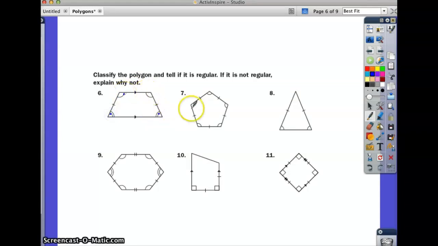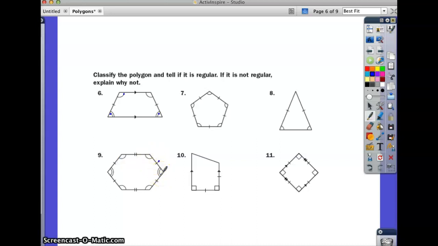So number 7 again is a pentagon. All the sides are congruent, all the angles are congruent, so that makes it a regular pentagon. Number 8, triangle. Obviously, it looks like an isosceles and not an equilateral, therefore it's not regular. If it was an equilateral triangle, it would be a regular polygon. Then number 9, 1, 2, 3, 4, 5, 6. It's a hexagon, not regular because these sides are not the same length as those sides, and these angles are different also.